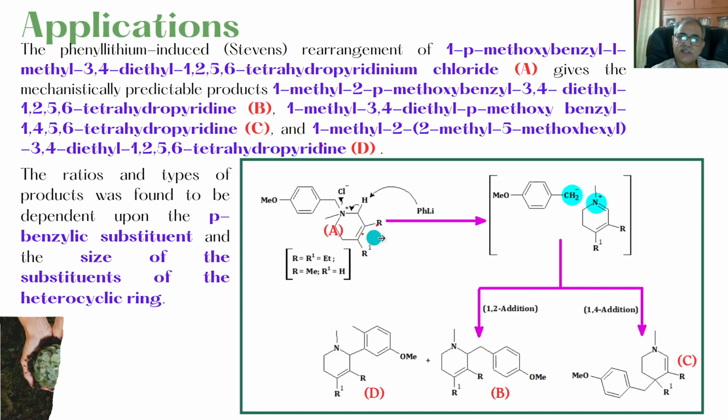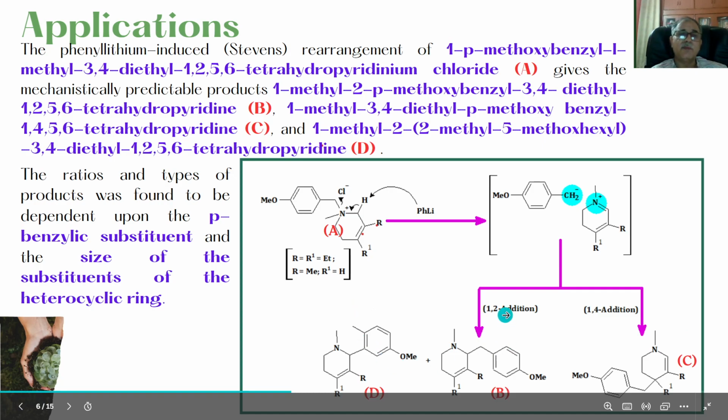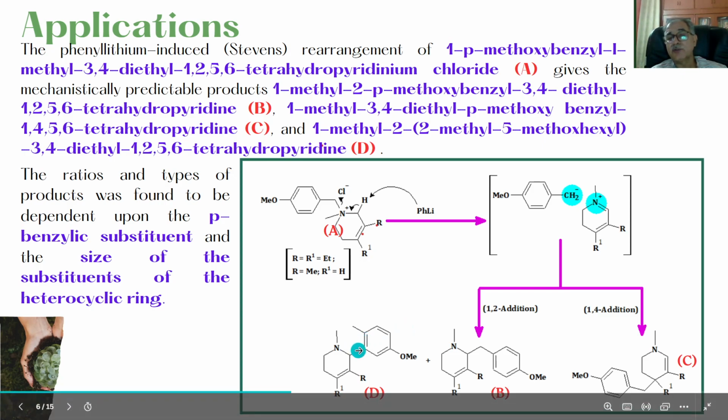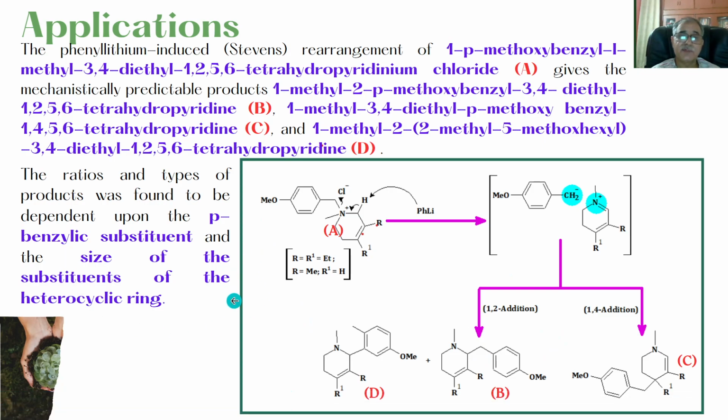So what is this R? For example, in the present case, R and R1 both are ethyl. If we vary these, say R is methyl and R1 is hydrogen, then the ratio of the products formed will be different and the type of the products formed will also be different. Either all three products can be formed or any two products can be formed during these types of Stevens rearrangements.